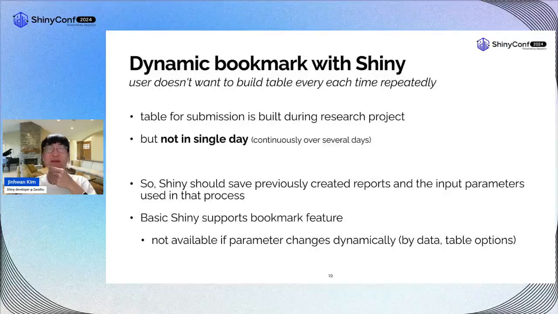And now, dynamic bookmark with Shiny. Actually, this word is not official, but I just want to call it that. So if there is a better word, please feel free to suggest. Anyway, here's the story. These tables are not actually built in a single day because it takes several days. So Shiny should save previously created reports and the input parameters used in that process. And luckily, basic Shiny supports the bookmark feature, but unfortunately, it doesn't support saving parameters dynamically generated with UI output.